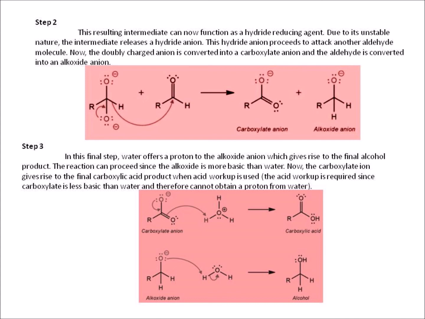In the third or final step, water offers a proton to the alkoxide anion, which gives rise to the final alcohol product. The reaction can proceed since the alkoxide is more basic than water. Now, the carboxylate ion gives rise to the final carboxylic acid product when acid workup is used. The acid workup is required since carboxylate is less basic than water and therefore cannot obtain a proton from water. See, here the conversion of carboxylate anion to carboxylic acid is given. Then alkoxide anion is converted into alcohol. Both the steps are given here.